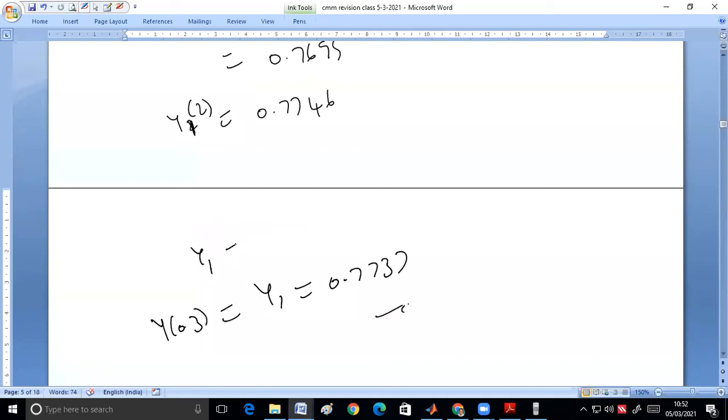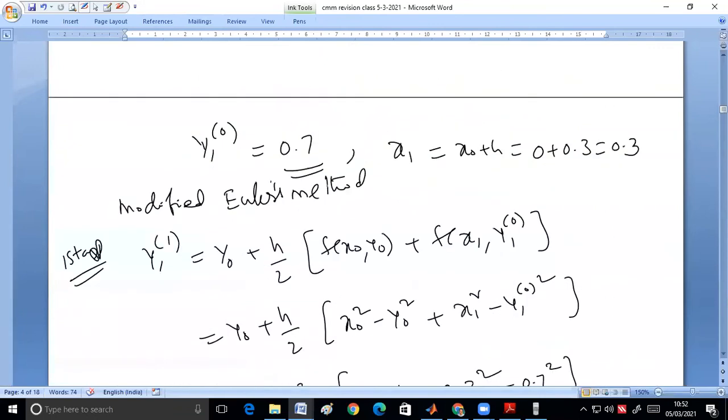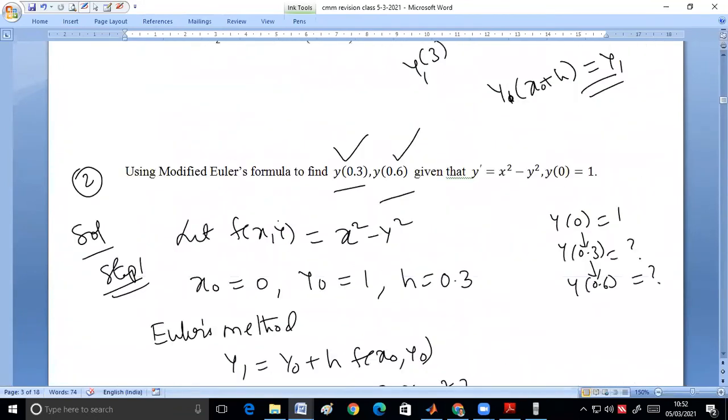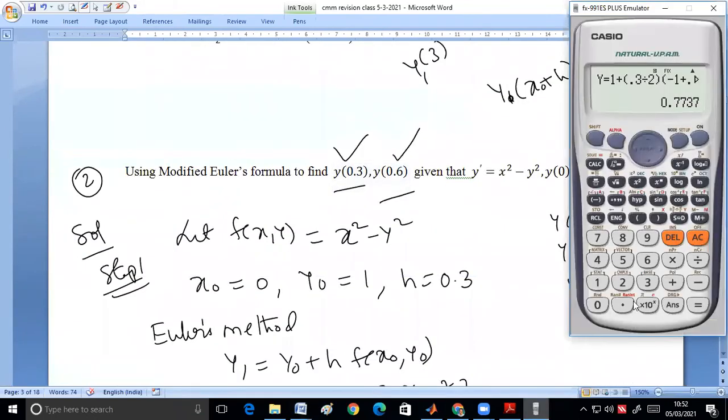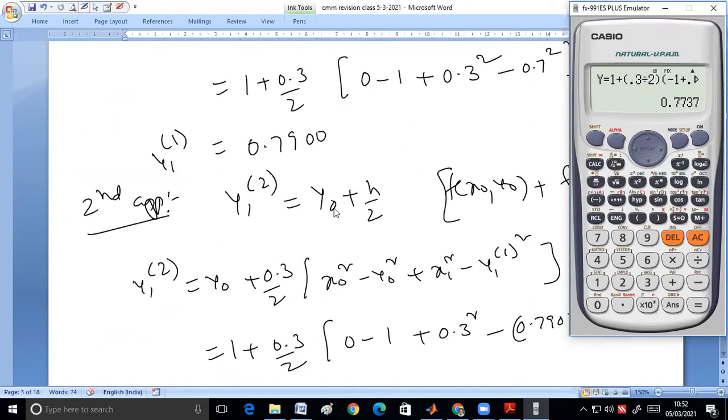This is step 1. In the same way, repeat the same process for finding the second value, y of 0.6. It will take more time. You may use this equation in our calculator, then it is very easy. Just directly type the equation and press cal c repeatedly. Directly you will get the iterative values 1, 2, 3, 4, and so on. If y is repeated, then stop the procedure. This is the easiest method, the modified Euler method.